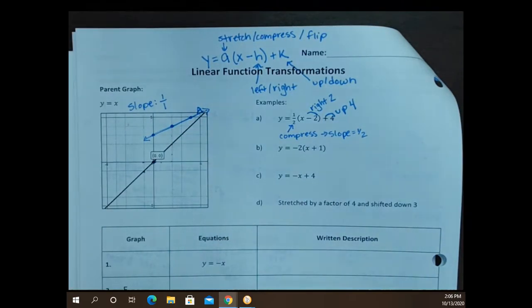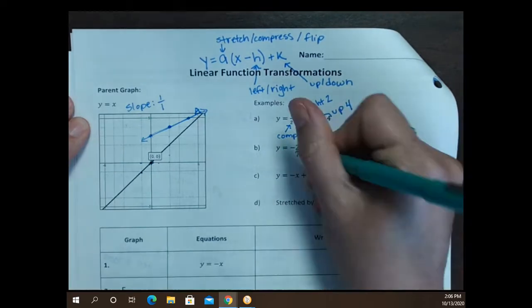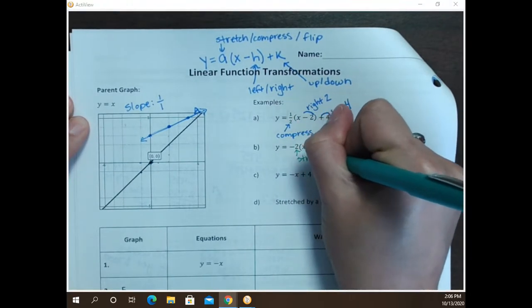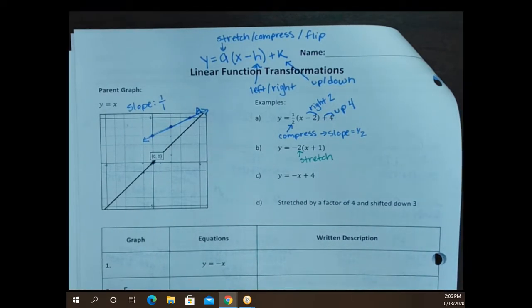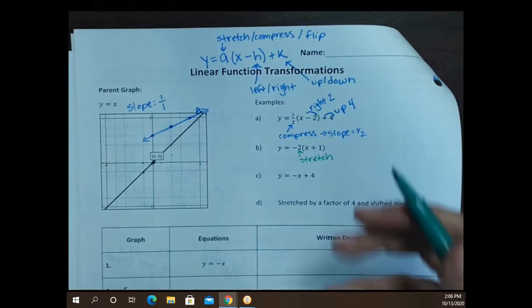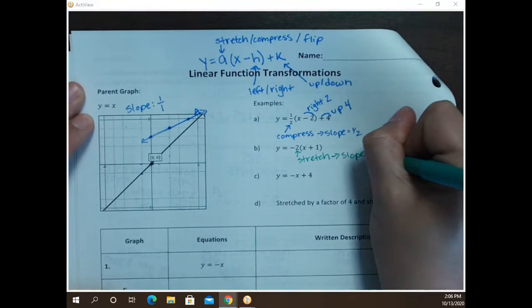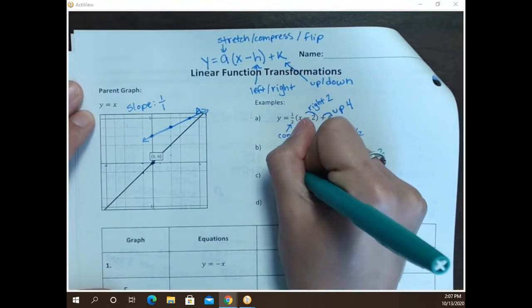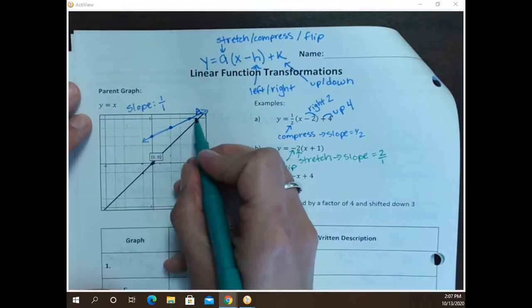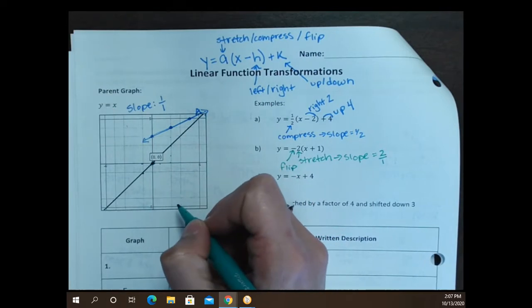And I'll change color so that we can take a look at example B. Now for example B, I've got a 2 in front. So that's going to stretch. That's what we talked about in our last unit, in unit 2. If that number in front is bigger than 1, then it's going to stretch or steepen our slope. It means that our slope now is going to be 2, or 2 over 1. And that negative in front means we're going to flip. So instead of having a positive slope, we're going to flip this, reflect it across the x-axis, and we're going to actually see a negative slope here.